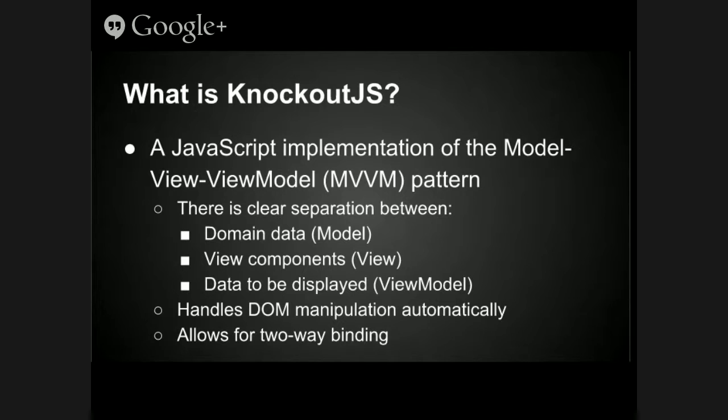So Knockout.js is an implementation of the model view model pattern. And basically what this does is it separates all the different types of logic into different parts of the code. You've got your model, which is just the raw data, which could conceivably come from the server or from user input. The view portion, that's the HTML and what the user interacts with. And the view model bridges the gap, essentially. It's the stuff that's going to be displayed but isn't yet displayed. Knockout handles DOM manipulation automatically, allows for two-way binding.